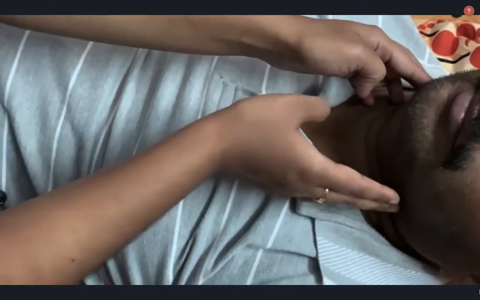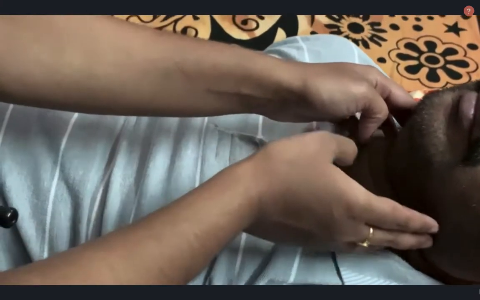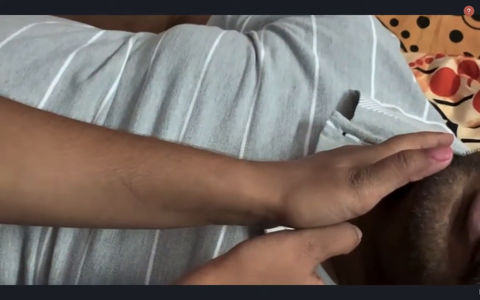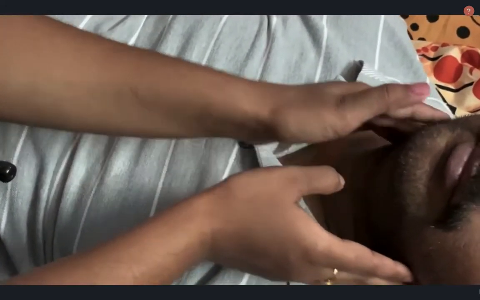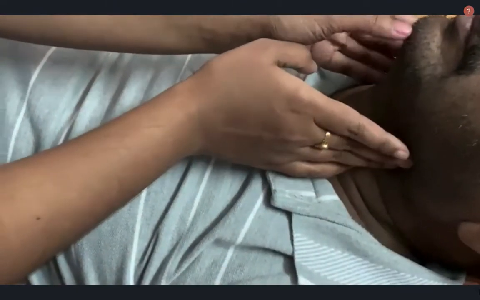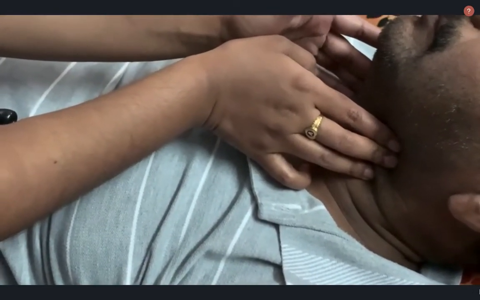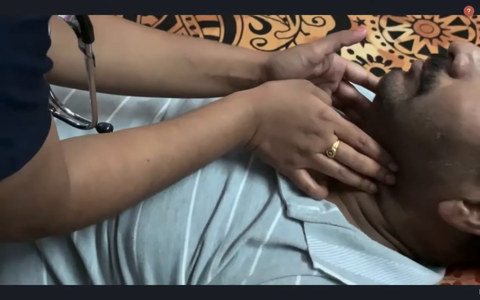Never press both carotid arteries at the same time. It may lead to syncope. So, generally press and feel the carotid pulse on the right side first and then on the left side with the pads of your fingers on the medial side of the sternocleidomastoid muscle.